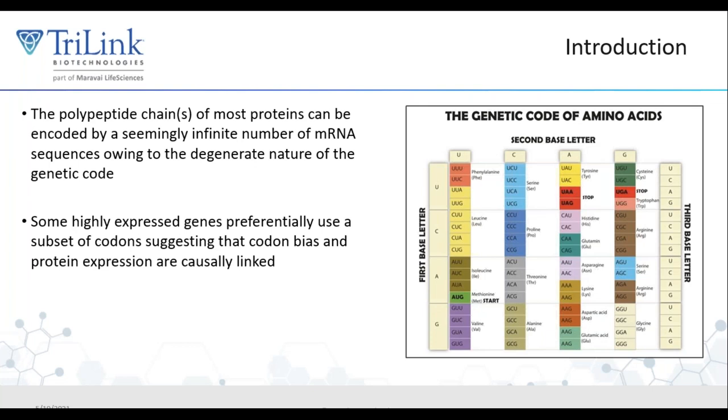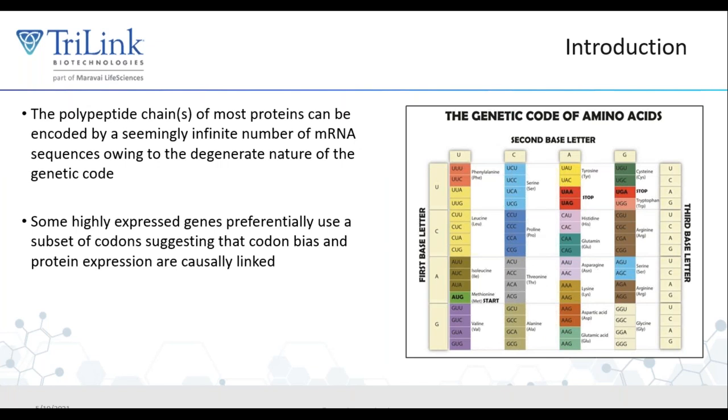So here's a brief introduction to codons, and there's a nice table on the right giving all the codon lists for each of the amino acids. Polypeptide chains, or most proteins, can be encoded in a vast number of sequences. So you can see each amino acid here has multiple different codons that encode for it. This is due to the degenerate nature of our genetic code.